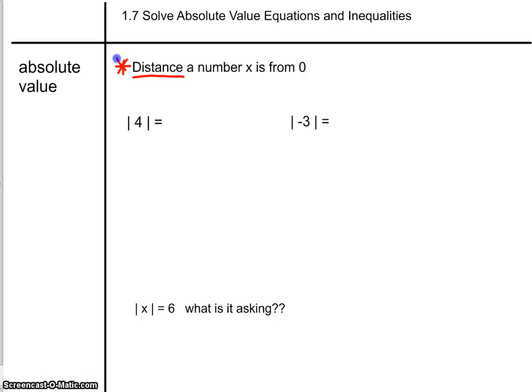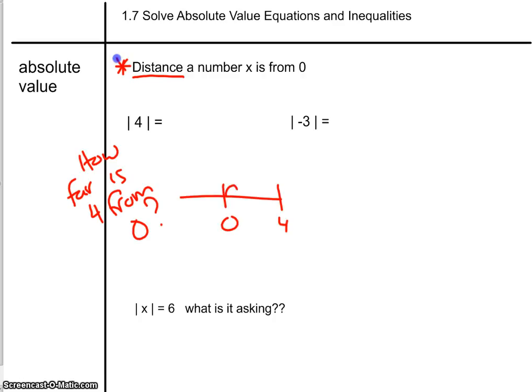So when we talk about absolute value of 4, we're saying how far is 4 from 0? If we're on the number line, what we're doing is we're simply counting 1, 2, 3, 4 steps. Same idea. How far is -3 from 0? Well, 1, 2, 3 steps. So pretty simple situation.